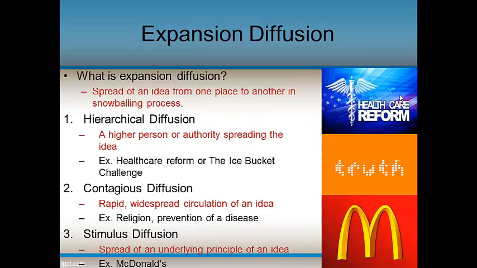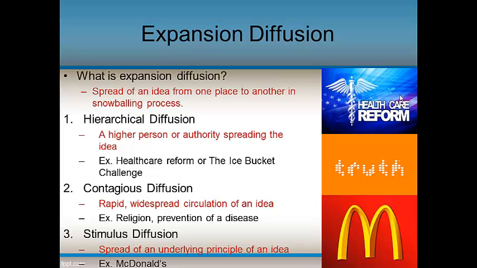Now, the other type of diffusion is expansion diffusion, and it includes three other types of diffusion within this one. So what is expansion diffusion? It's an idea that spreads very, very quickly. They call it a snowballing process. It speeds up. It starts very small and then gathers a lot of people behind it.